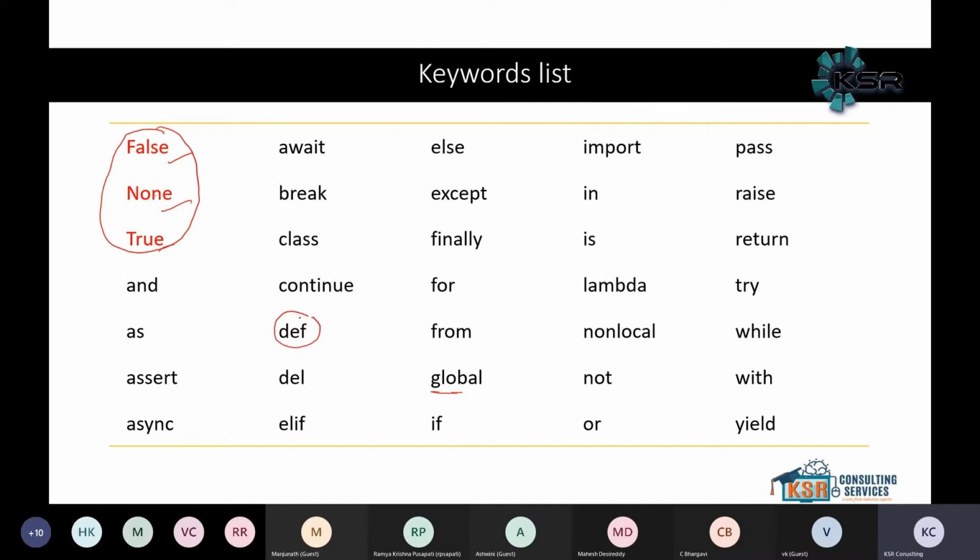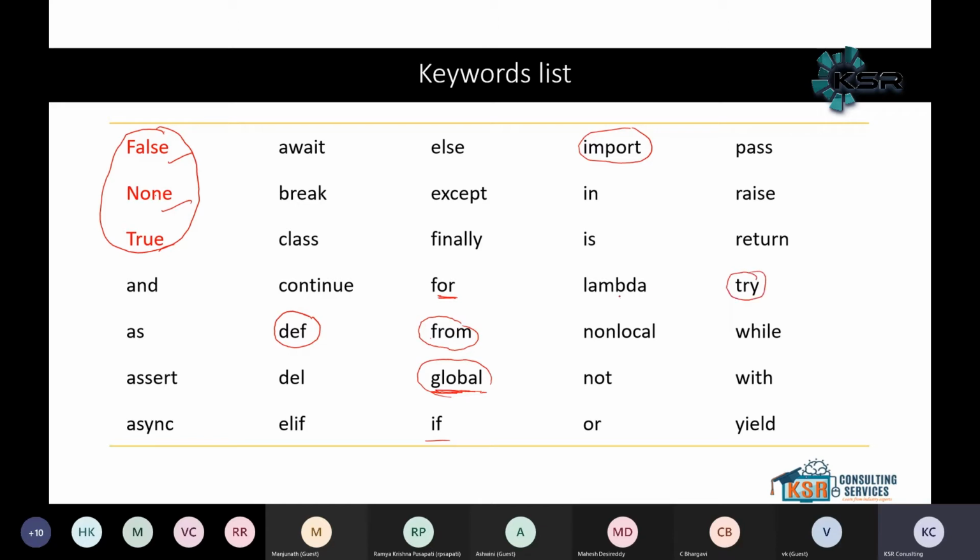What is the use of def? To define or create user defined functions, we can use def. For example, global: if you want to access the variable from anywhere, we can use global. From and import are used to import module names or packages into Python. If and else are conditional statements. For and while are looping statements.